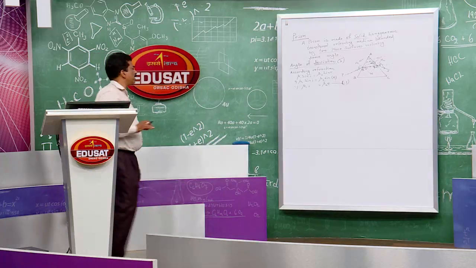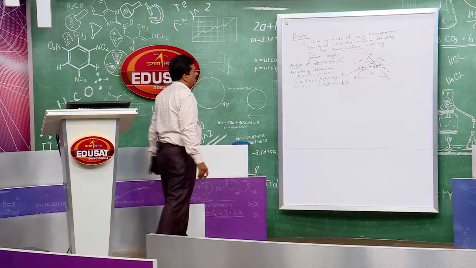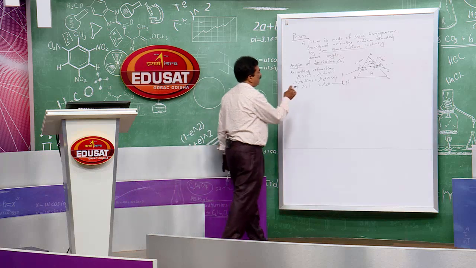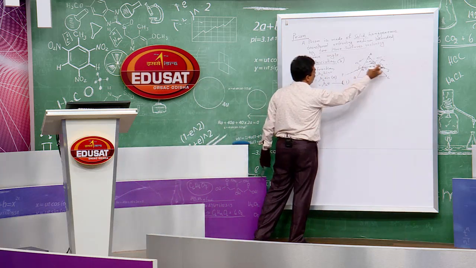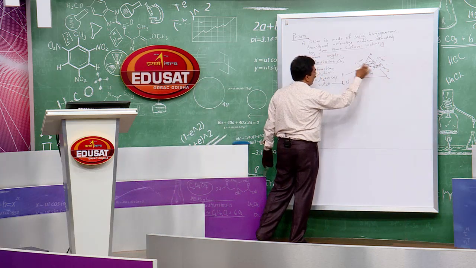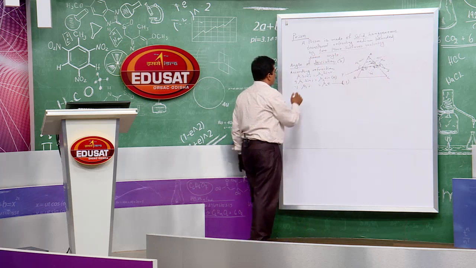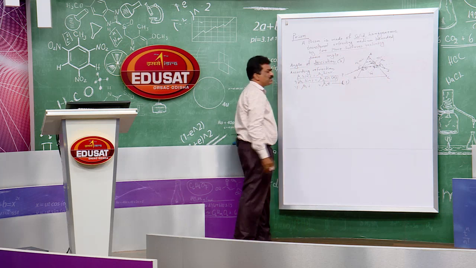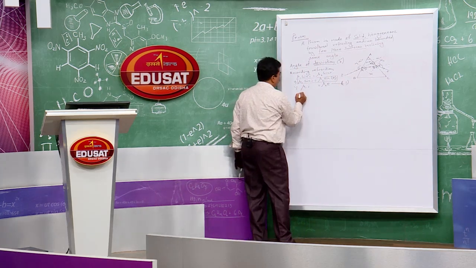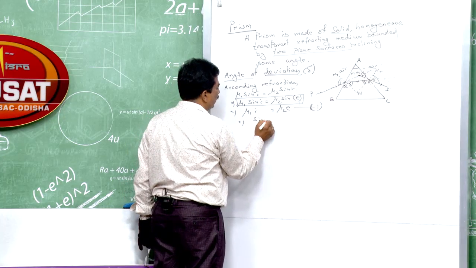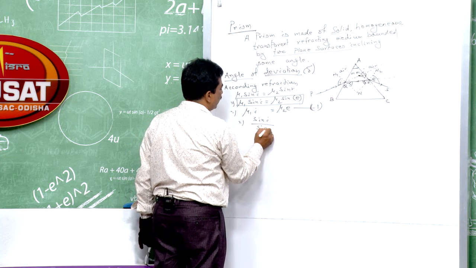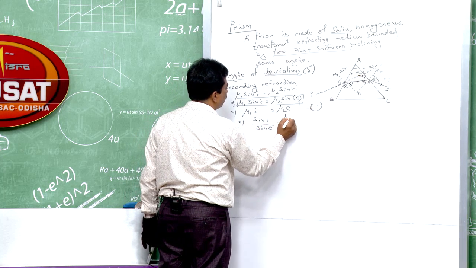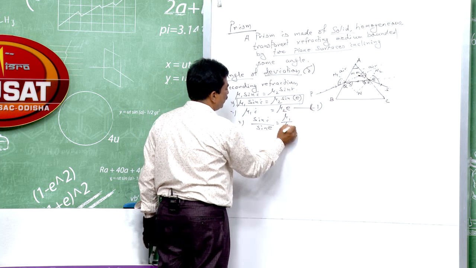Now comparing them, we will find what the refractive index will be. As we came to know the definition of the prism, and how the ray which comes from either this side or that side passes, we already derived that mu1 sin i is equal to mu2 sin e, or sin i by sin e is equal to mu1 by mu2.